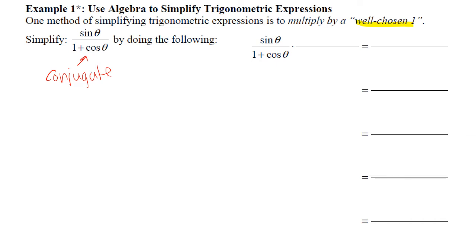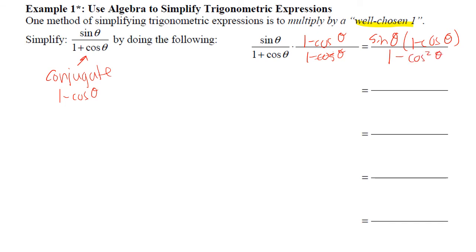And if we remember, conjugate just means that instead of having 1 plus cosine theta, we're going to have 1 minus cosine theta. And that's what we're going to use to make our well-chosen one. And it's a well-chosen one because you're going to multiply the numerator and the denominator by that value. So if I multiply, I end up with sine theta times 1 minus cosine of theta over 1 minus cosine squared theta.